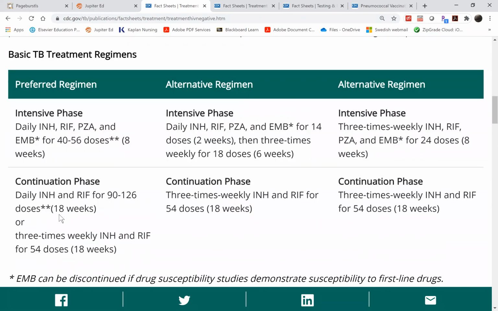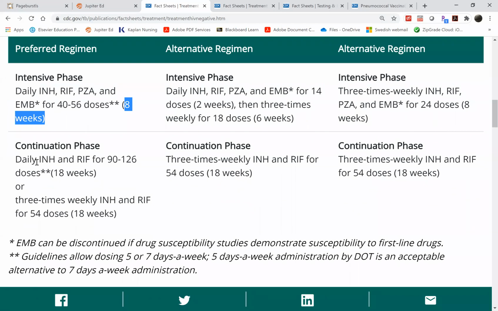All right, so there are 2 phases here. Remember we have 4 drugs, right? We have INH, rifampin, pyrazinamide, and ethambutol. So 4 drugs during the intensive phase, which is 8 weeks. So for 8 weeks, you'll be on 4. 1, 2, 3, 4. 8 weeks. Now, that's 2 months, right? So after 8 weeks, you will be down to 2. You'll only be on INH and rifampin for another 18 weeks. So that's about 6 months, technically 6.5, because that's 26 weeks total.